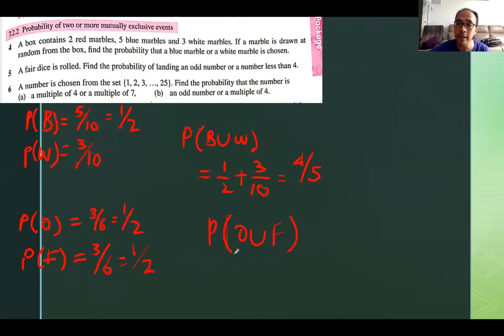But the thing is this, think about it. Are these two events mutually exclusive or not? Think about this. 1, 3, 5 is the odd number. This one is 1, 2, 3. If you listen to the sound of my voice, you will know that I have said two numbers that are overlapping.